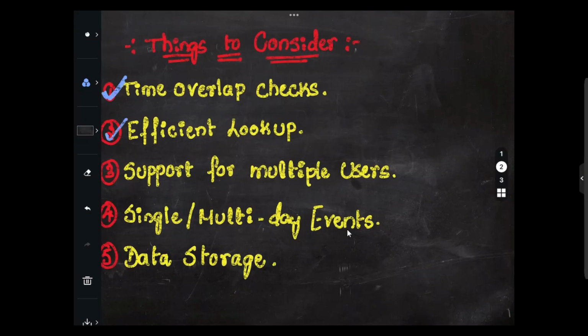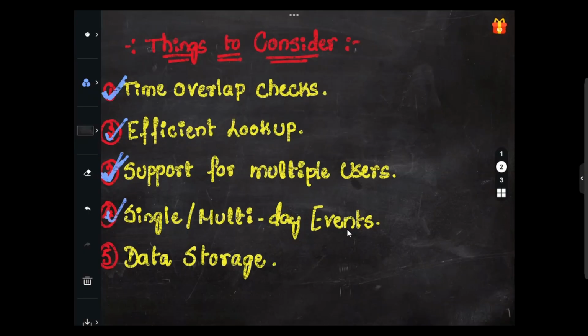The second one here is efficient lookup. When I say efficient lookup, we should support thousands of bookings, right? This one also we have to keep in mind. The third one is support for multiple users. This is optional, not mandatory. Basically, for future scaling, we have to support multiple users, right? You can consider this one as well.